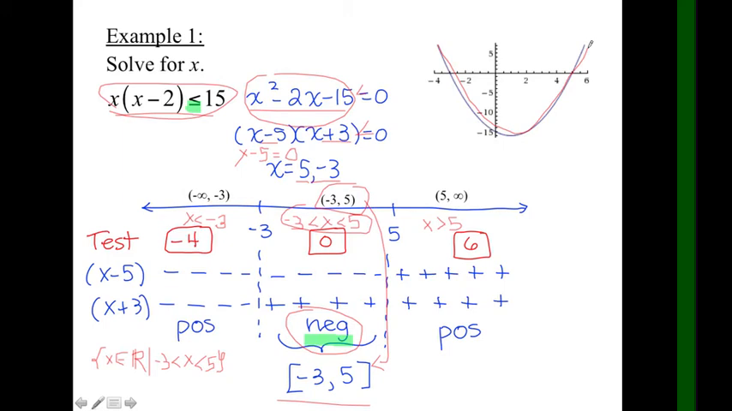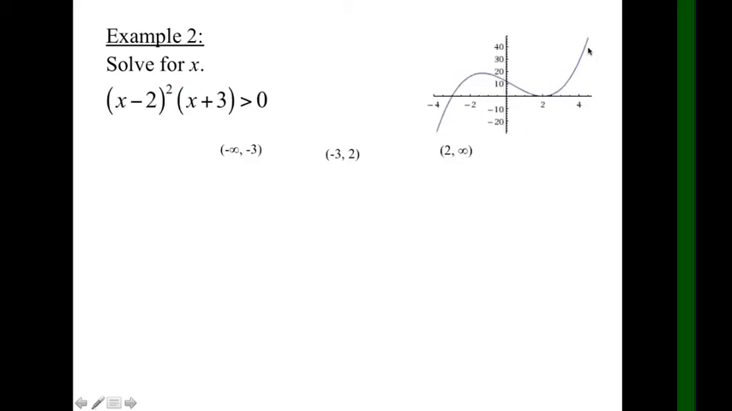Okay? Now, let's have another example. I think this video will be long. So, anyway, what's important is I can discuss it more in detail. Okay, so for this one, we have x minus 2 squared and x plus 3. This is greater than 0.